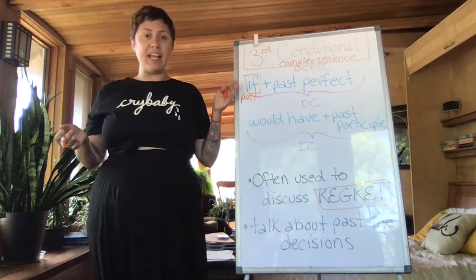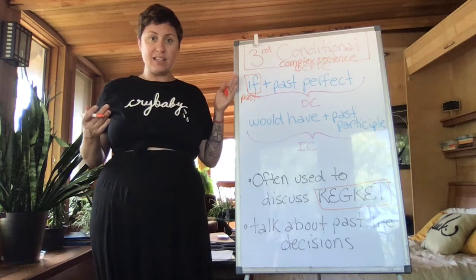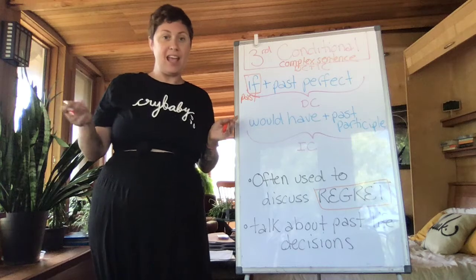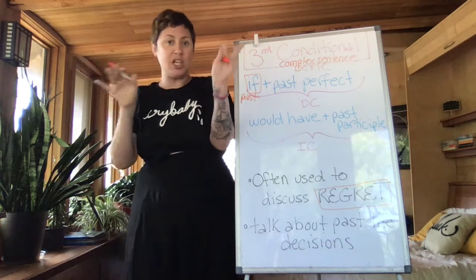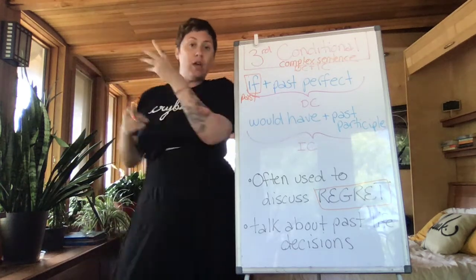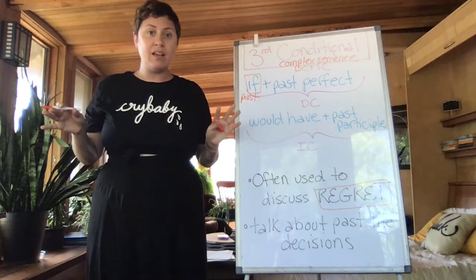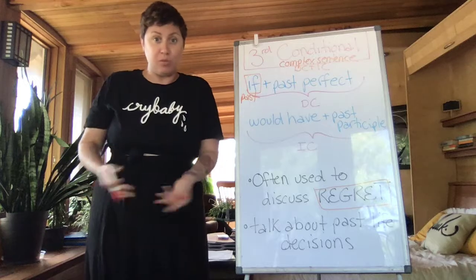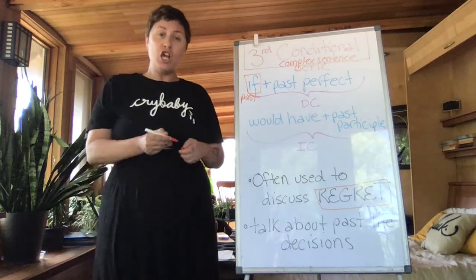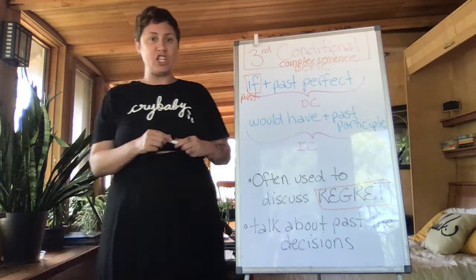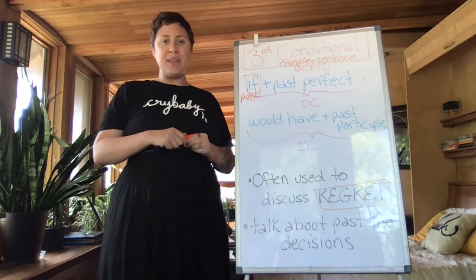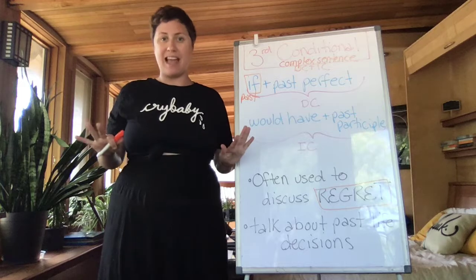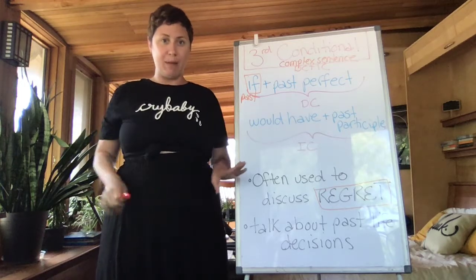And then if something in your past was different, there would be a different result in your life, right? Like if we went in a time machine and went back to the past and we changed something, your life would change. There would be a different result in your life. So we use the third conditional to talk about different possibilities in your past. Let's put it that way. Different possibilities in your past.